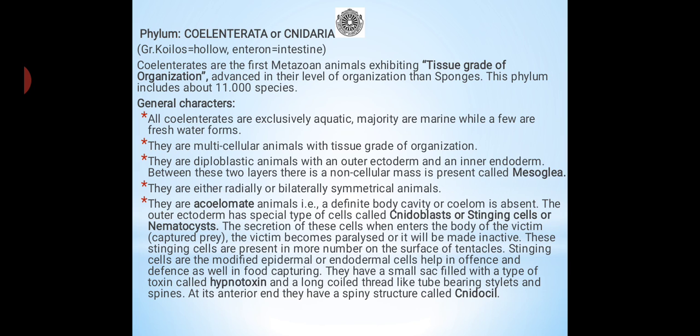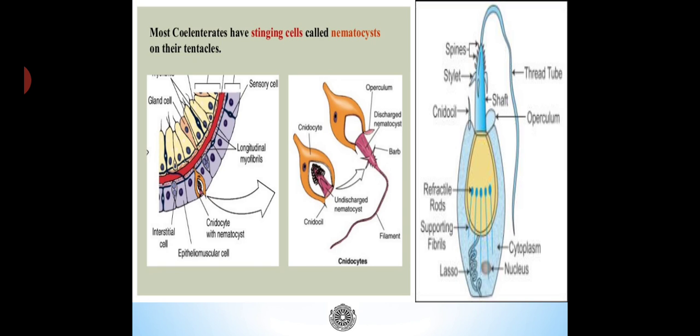They have a small sac filled with a type of toxin called hypnotoxin and a long coiled thread-like tube bearing stylets or spines. At its anterior end, they have a spiny structure called cnidocil. So this is the detailed structure of the cnidoblast.